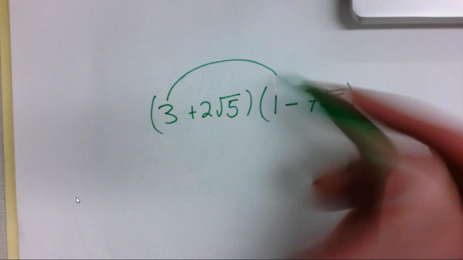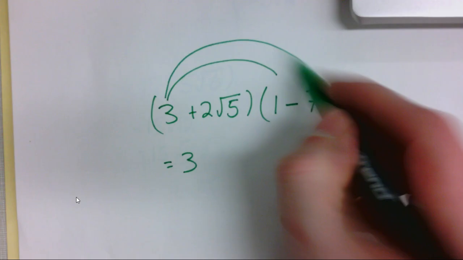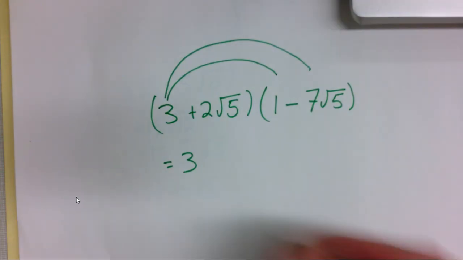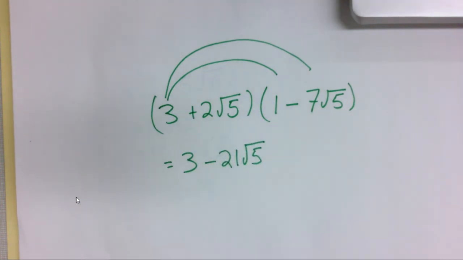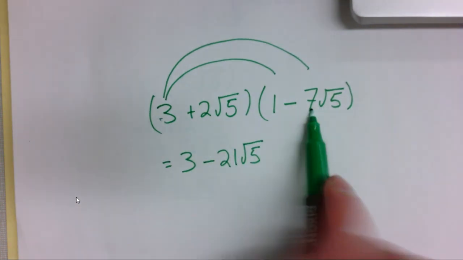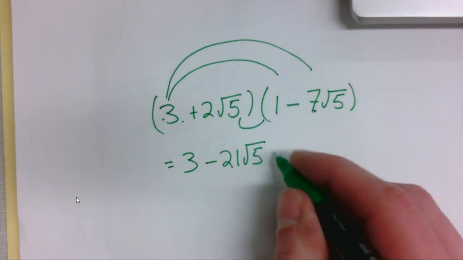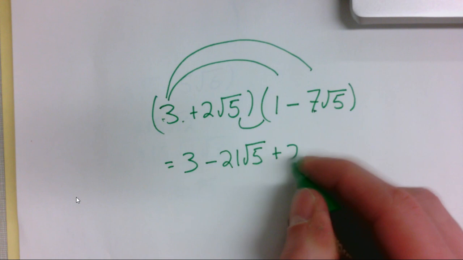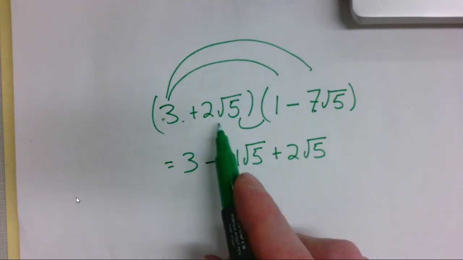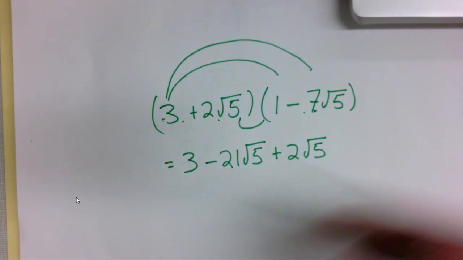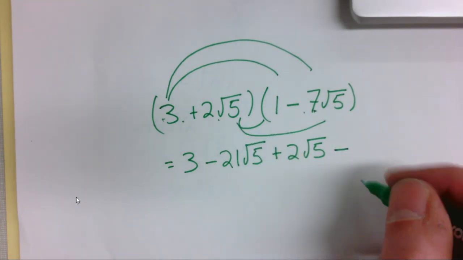I'm going to do first times first. 3 times 1 is 3. 3 times negative 7 root 5 is going to be negative 3 times 7, which is 21, and I still have my root 5. So I'm just doing whole number times whole number, root times root. Then I'm going to do inside. 2 times 1 is 2, and I have a root 5. And then my final is 2 root 5 times negative 7 root 5, positive times negative, negative.